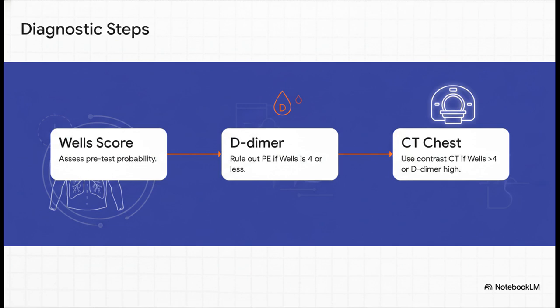But wait, what if your high-probability patient develops hemodynamic instability, say a systolic blood pressure dropping under 90? They absolutely cannot safely travel to the CT scanner. You have to pivot immediately to a bedside echocardiogram, looking for right ventricular strain. If it's there, you're executing systemic thrombolysis or a surgical embolectomy right then and there in the resuscitation bay.